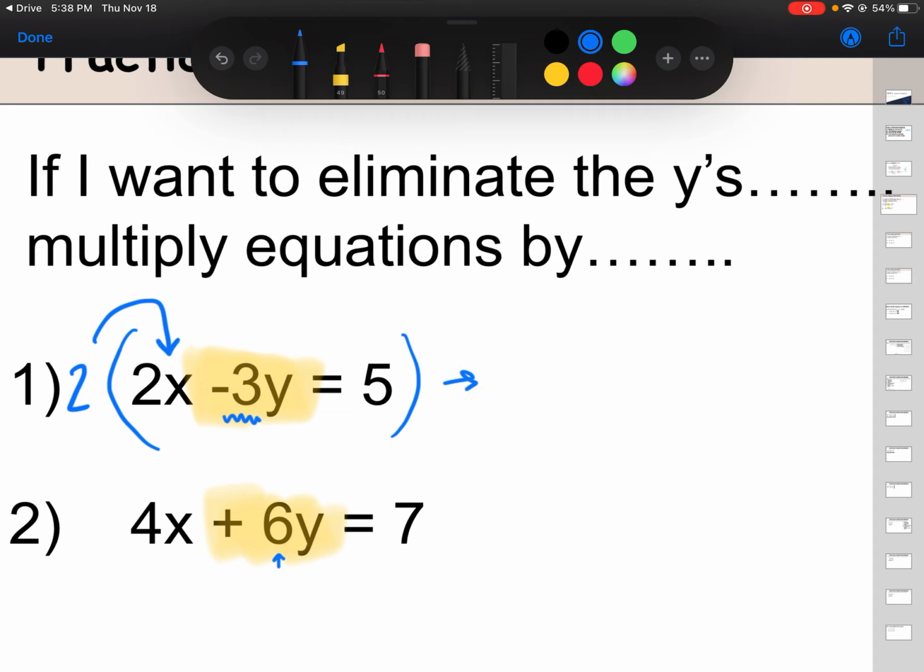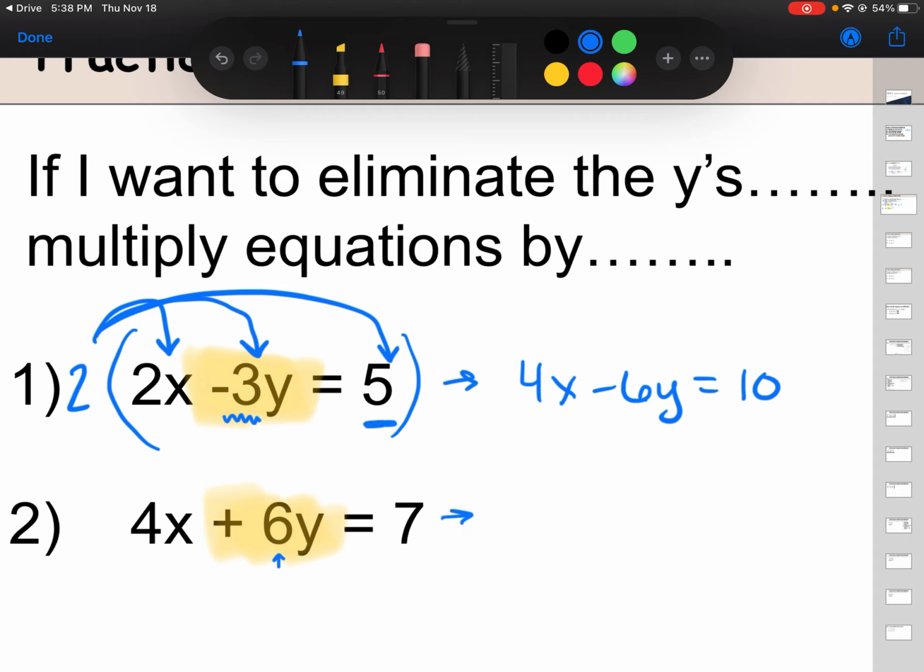2 times 2x is 4x. 2 times -3y is -6y. 2 times 5 is 10. Do not forget to distribute to the other side of the equal sign. The second equation I leave as is. 4x plus 6y equals 7.